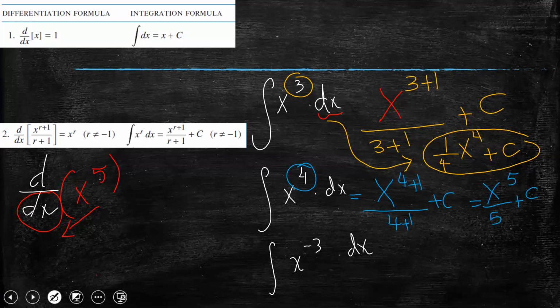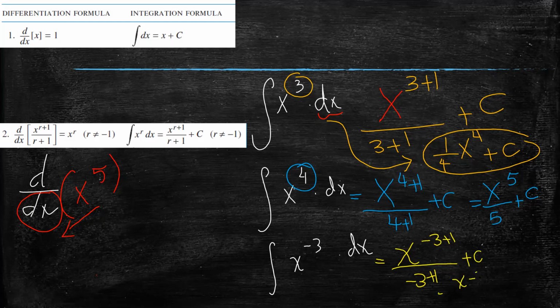The third one. Here we have x to the power negative 3. So x to the power negative 3 plus 1 over negative 3 plus 1, plus c. It's like x to the power negative 2 over negative 2 plus c. And we can simplify it later on, I will tell you. So this is for the integration of x to the power r. Is it clear?